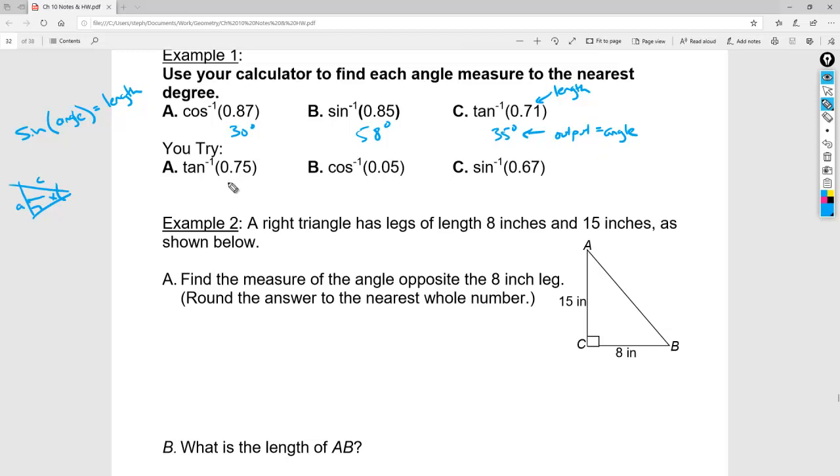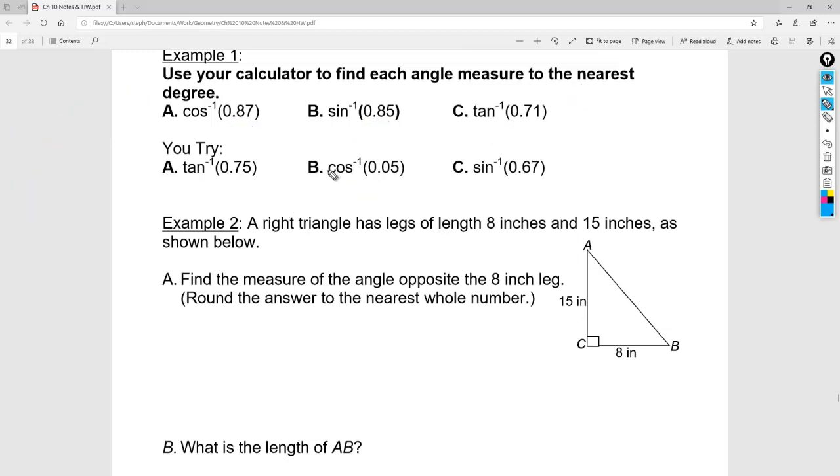Okay, so now if you have access to a calculator, go ahead and try these. See if you get the same answer as me. So go ahead and pause the video and check to see if you got what I got. Okay, and I got 37 degrees, 87 degrees, and 42 degrees. I just rounded to the nearest degree.